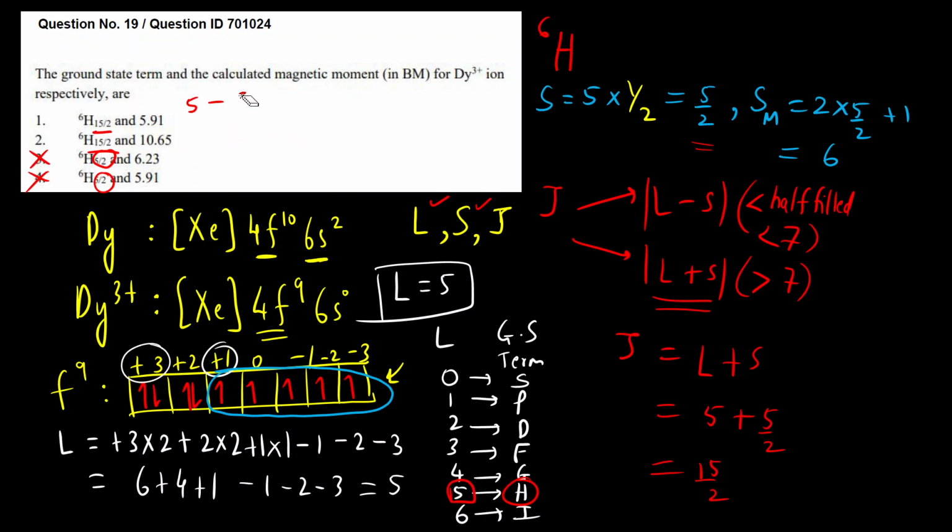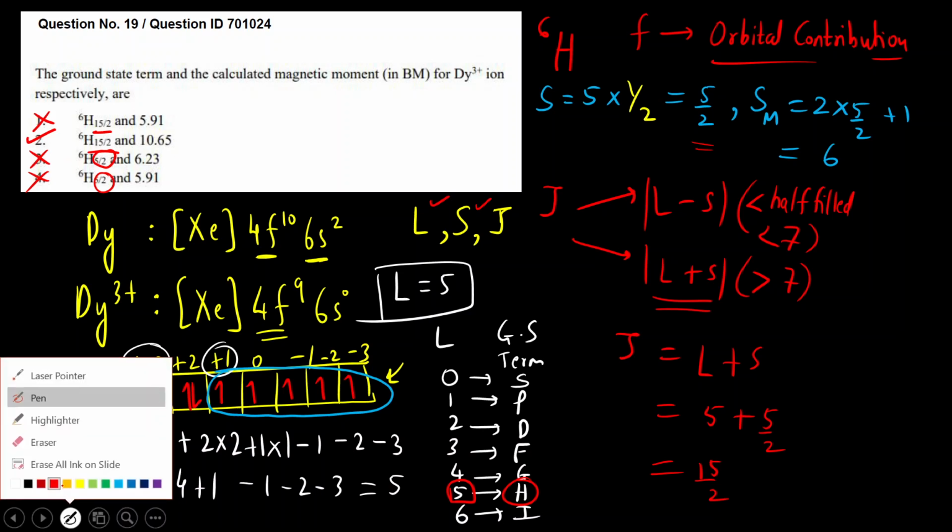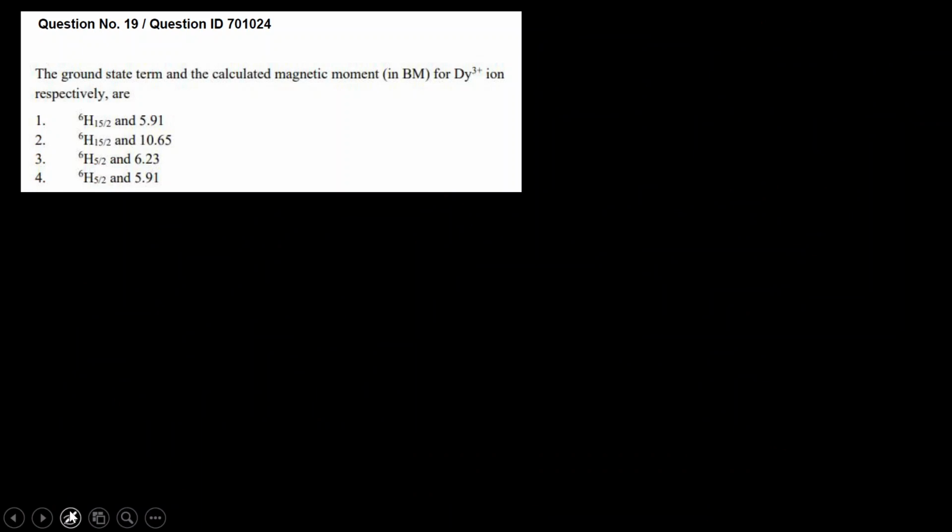So here, if you mark option 1, it will be incorrect, because it is an f orbital, and in f block elements we know there is an orbital contribution to the magnetic moment. Because of the orbital contribution, the value will be greater than 5.9. So straight away you can mark the answer as 2. Now we have to find out the value of magnetic moment, so that we can do now.